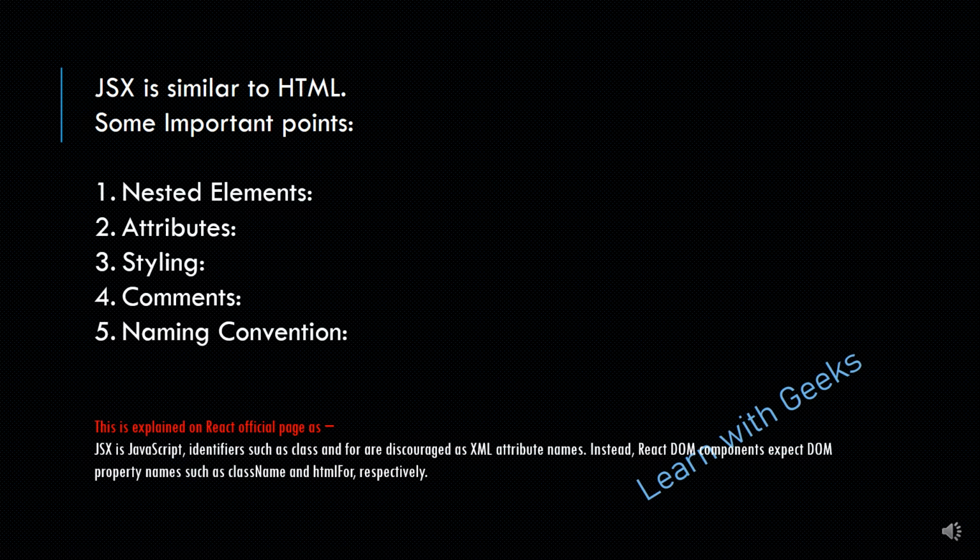And this is explained on the React official page: as JSX is JavaScript, identifiers such as class and for are discouraged as XML attribute names. Instead, React DOM components accept DOM property names such as className and htmlFor respectively.